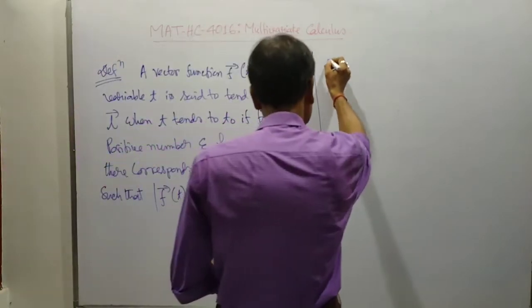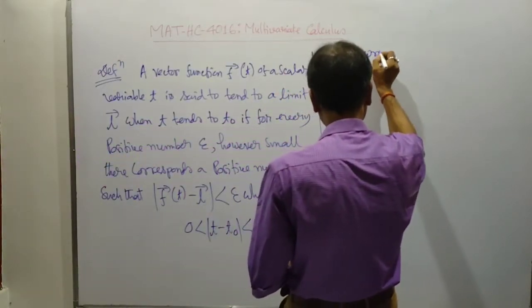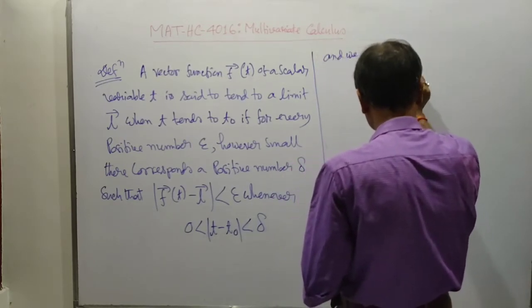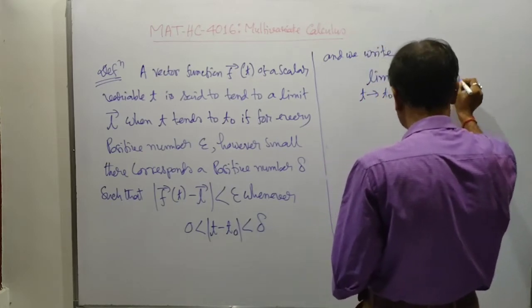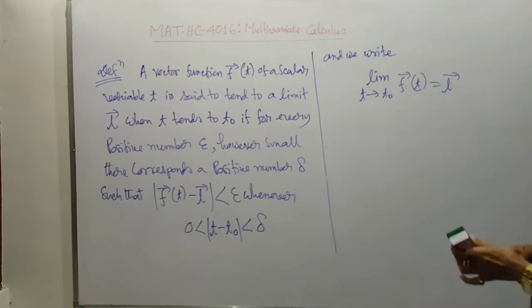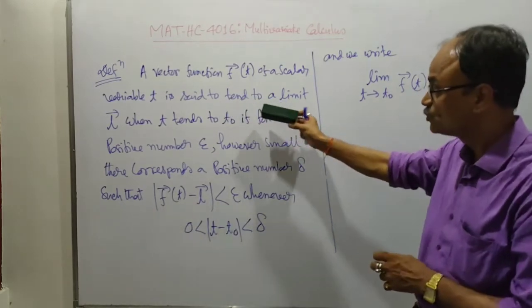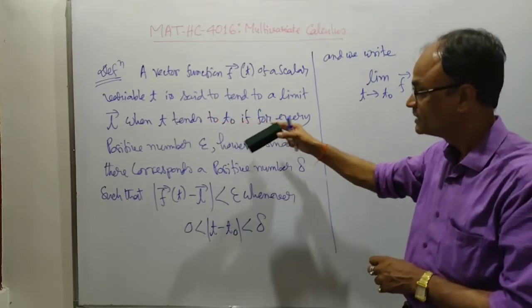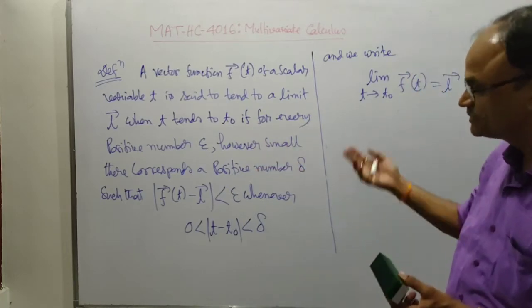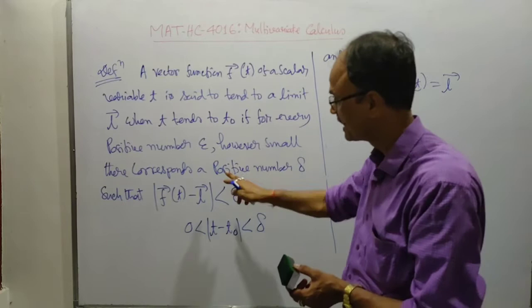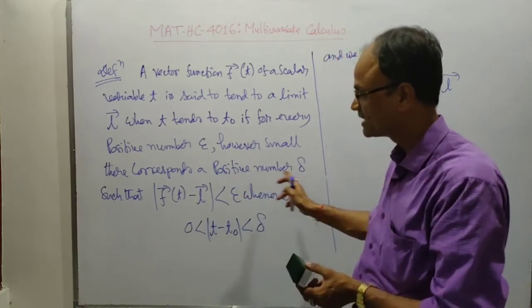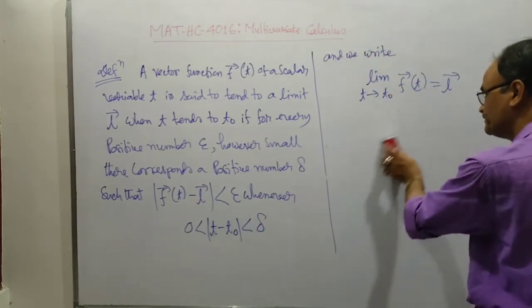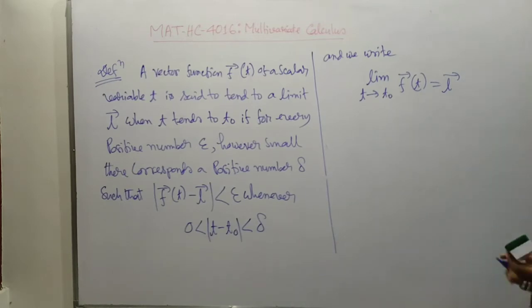And we write the limit as t tends to t naught of F vector(t) equals L vector. A vector function F vector(t) of a scalar variable t is said to tend to a limit L vector when t tends to t naught if for every epsilon greater than 0 there exists a delta greater than 0 such that this is less than epsilon whenever this is less than delta. Now, we write this.